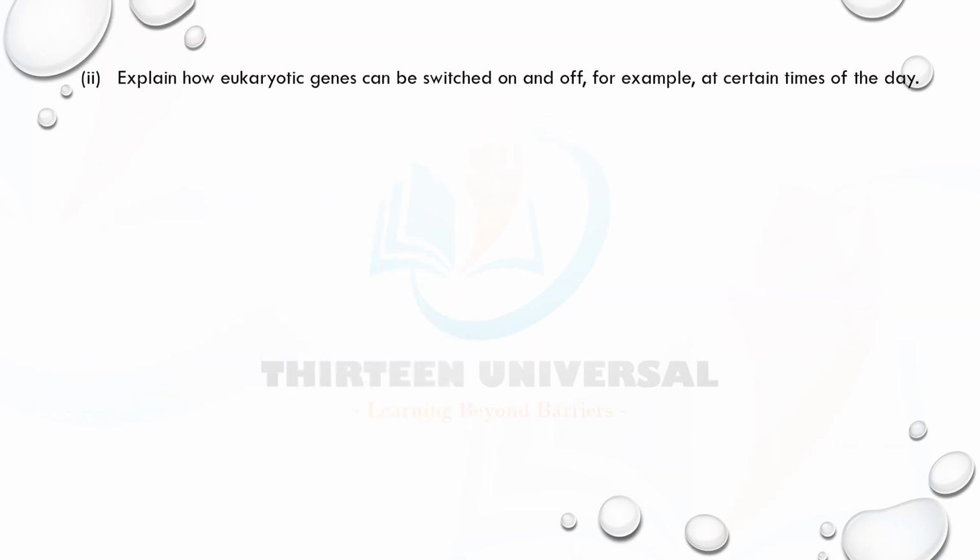Look at this. Explain how eukaryotic genes can be switched on and off, for example, at certain times of the day. Pause this video and try it. How can they be switched on and off? Don't forget that they can be switched on and off. Light stimulus, when light is detected during the day, can stimulate the release of signaling molecules, which release what we call enhancers or silencers.